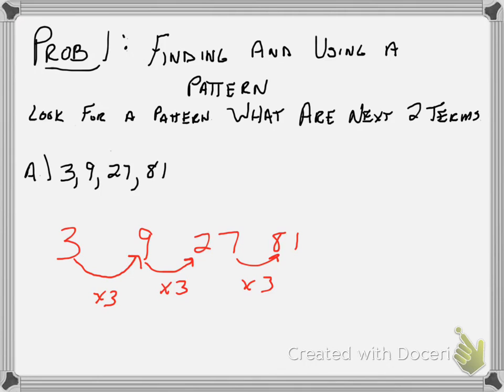So then what are my next two terms? I'm just going to go ahead and keep that pattern. Times 3, that gives me 243. And then times 3 again, that's going to give me 729.